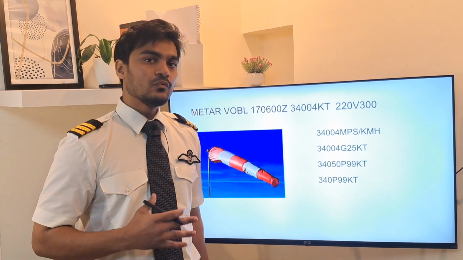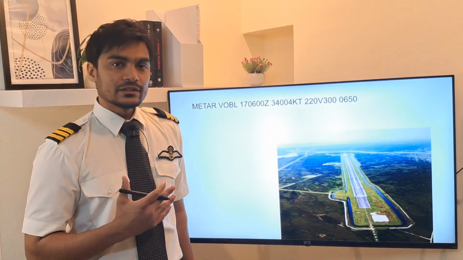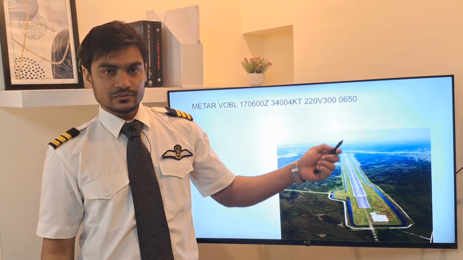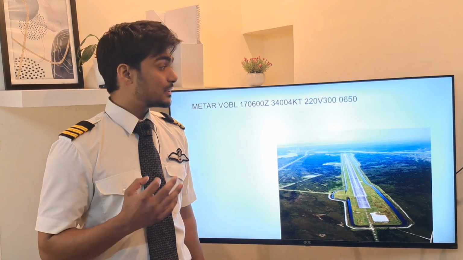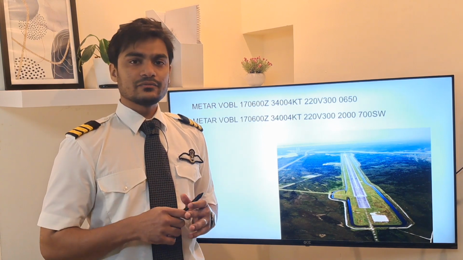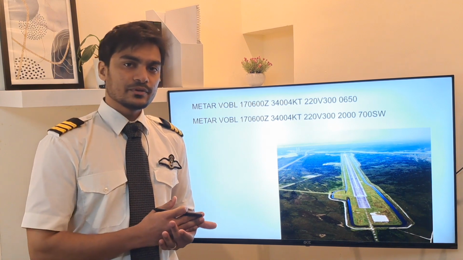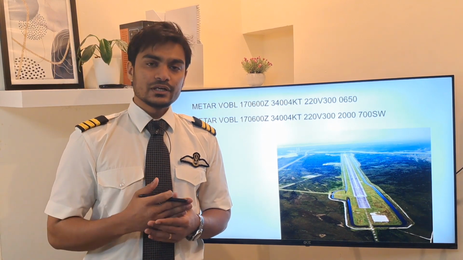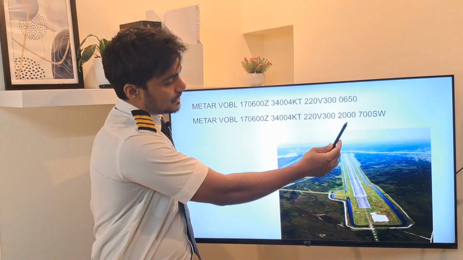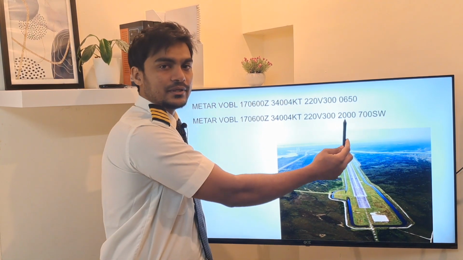So let's have a look at how visibility is presented to us in your METAR. Your visibility is always presented in a meter format. Like the one that we see over here is 0650. That is the prevailing visibility in the aerodrome, that is 650 meters. Now let's say one part of the aerodrome has visibility that is less than half of the prevailing visibility, or below 1500 meters. It is always specified in a METAR like this: the prevailing visibility is 2000 meters, but in the southwest it is 700 meters.